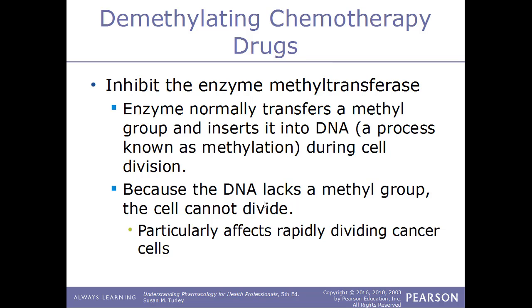Another kind of chemotherapy drug I will talk about are the demethylating chemotherapy drugs. And these act because they inhibit the enzyme methyltransferase. Now, this enzyme normally will transfer a methyl group and insert it into DNA, and this process is called methylation during cell division. So a demethylating chemodrug will inhibit this enzyme from working. So when this happens, the DNA will lack that methyl group, and therefore the cell can't divide. And these kinds of drugs will particularly affect rapidly dividing cancer cells.